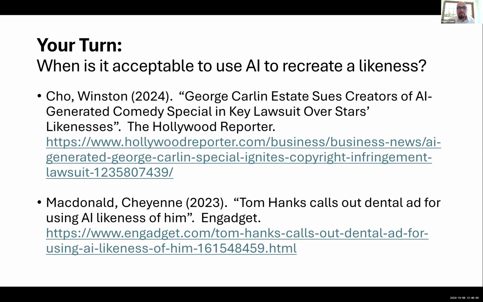There was an article in the Hollywood Reporter that George Carlin's estate sued the creators of an AI generated comedy. This group of folks said, hey, George Carlin passed a few years ago. Let's train an AI on previous George Carlin comedies so that we can see what George Carlin might say to modern issues right now that we're facing that he didn't get a chance to comment on after his passing. And then the last one, oh, Tom Hanks. A likeness of Tom Hanks may have been used in a dental ad, and it wasn't Tom Hanks, and it wasn't authorized by Tom Hanks.